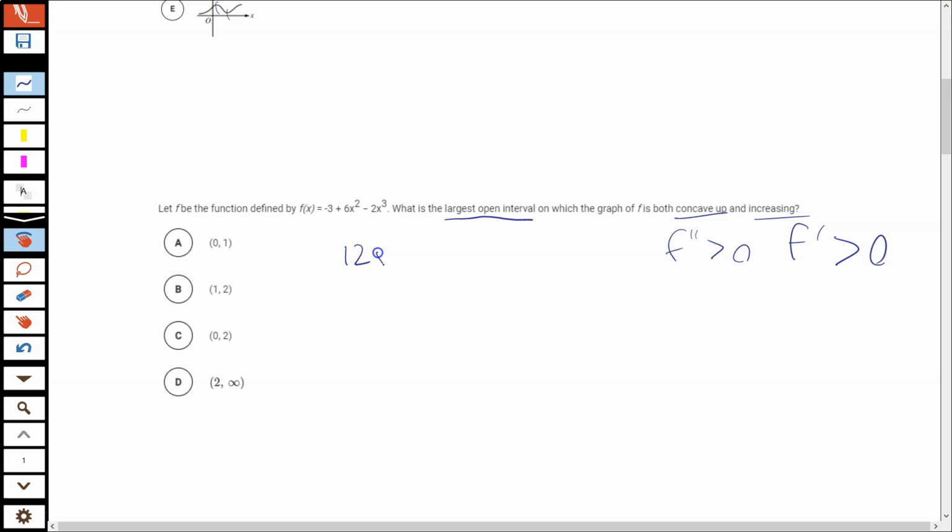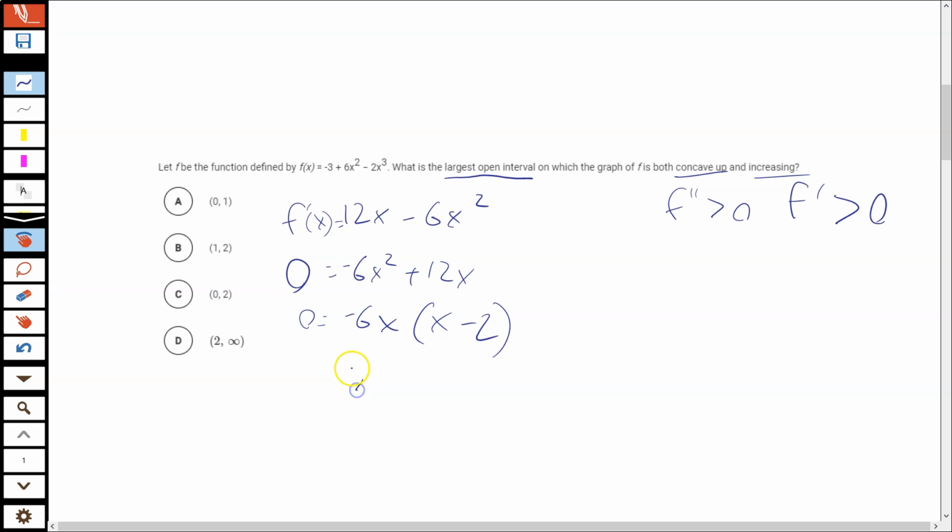So we'll get 12x minus 6x squared as my first derivative. I don't like how that looks, I'm going to rewrite it. So negative 6x squared plus 12x, rewritten in standard form, right? And I'm going to set it equal to 0. I'm going to factor out negative 6x, and then I have x minus 2. And then my zeros are going to be x equals 0 for my first term, and x equals positive 2.